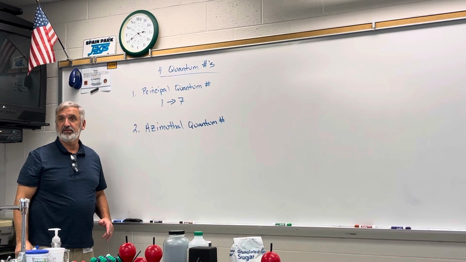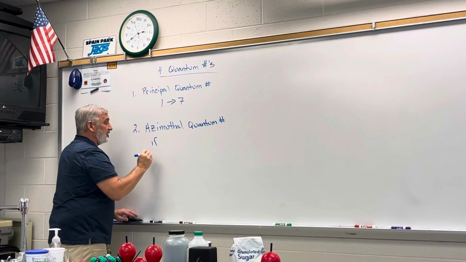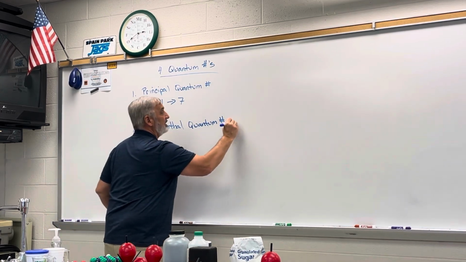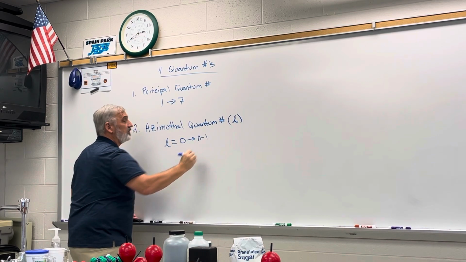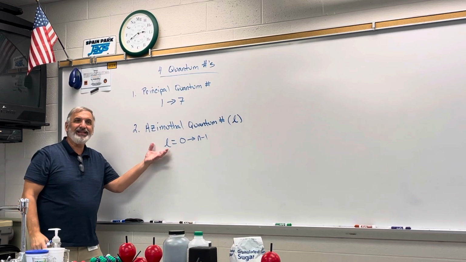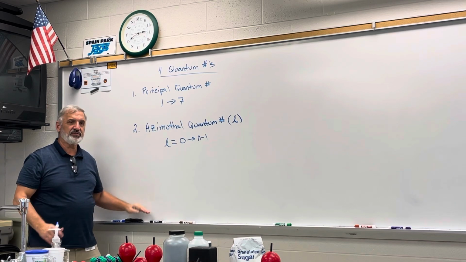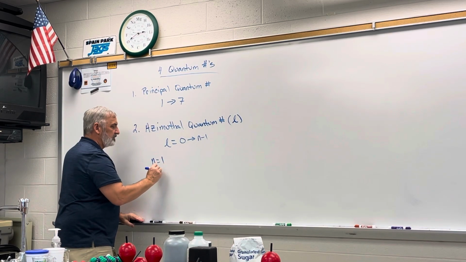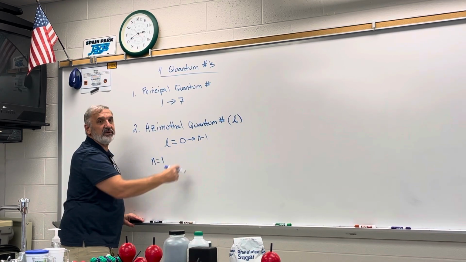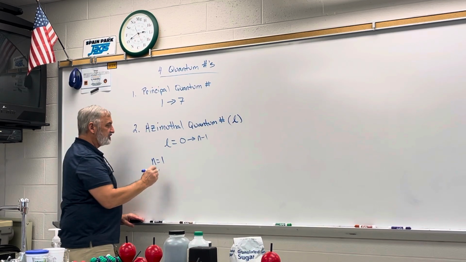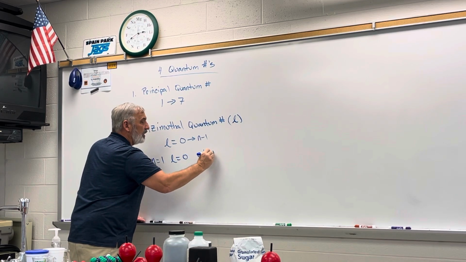Okay? Azimuthal. So this is l, and l can only equal from 0 up to n minus 1. Again, we're having to limit the energy. This is fixed energy, quantized energy. So l can only equal these values. So if n equals 1, well, what's 1 minus 1 equal? 0. 0 up to 0 means 0. So if n equals 1, l can only equal 0. Only one answer.